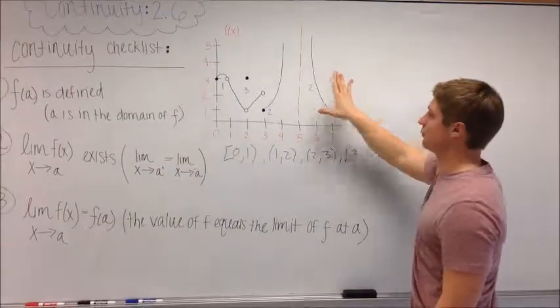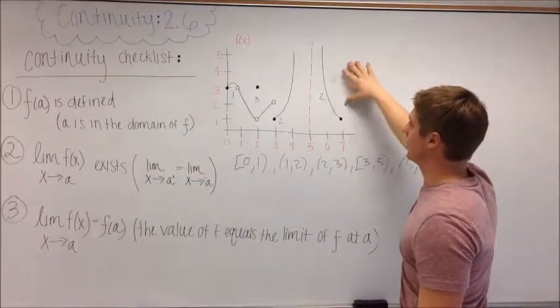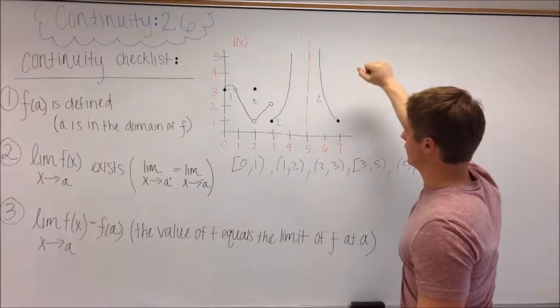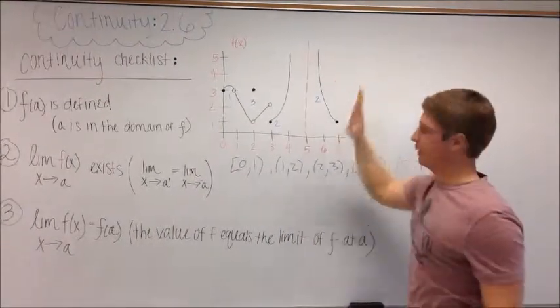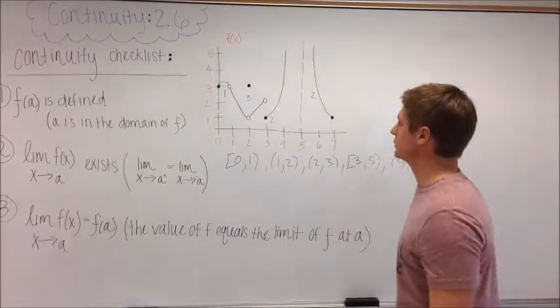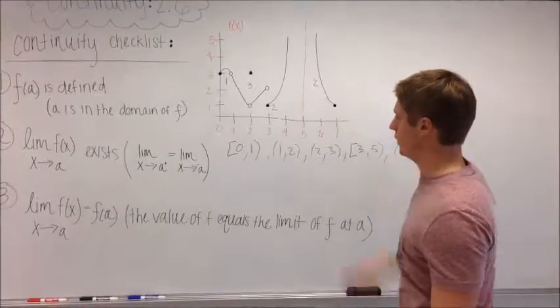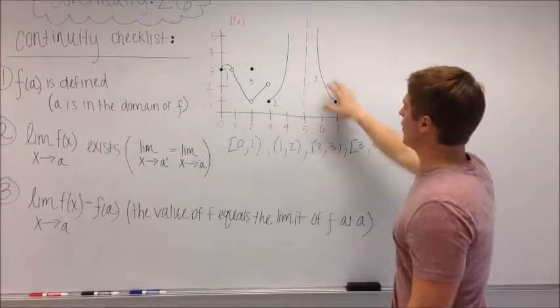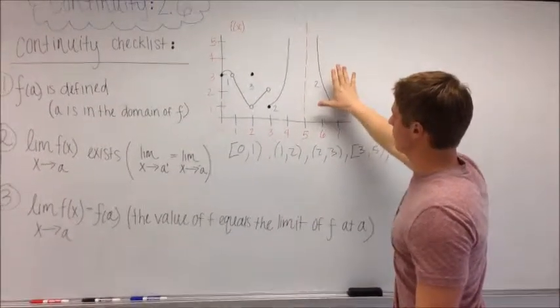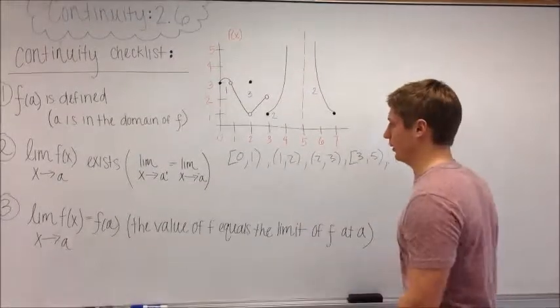Here's another example of discontinuity because, as you can see, there's a vertical asymptote at 5 of f of x, and the limit does not exist at 5. So this is also an example of rule number 2 failing.